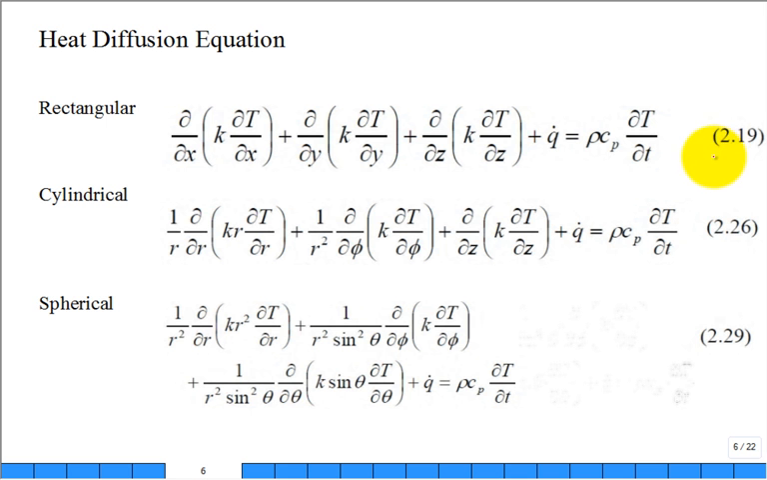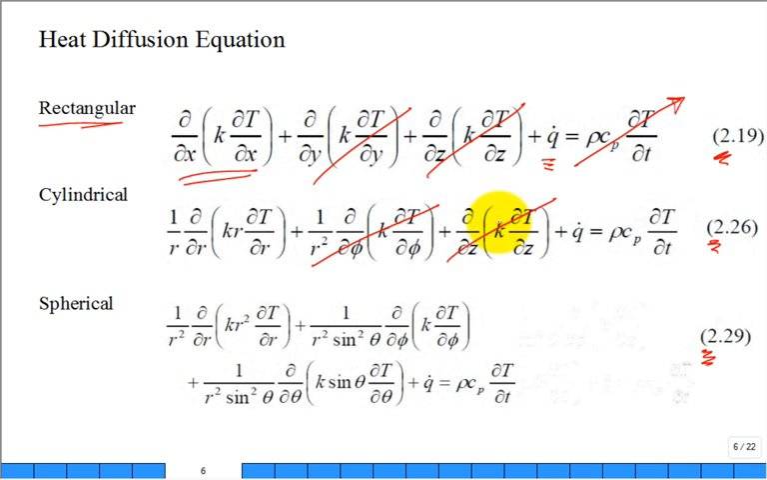So coming out of chapter 2, these were some of the key equations, heat diffusion equation. So in the rectangular coordinate system, if it's steady state, what happens to that transient term? And if it's one-dimensional, we don't have z and y, we just have this as the surviving term. You could have q dot, or you could not have q dot. Remind me, what is q dot? Heat generation.